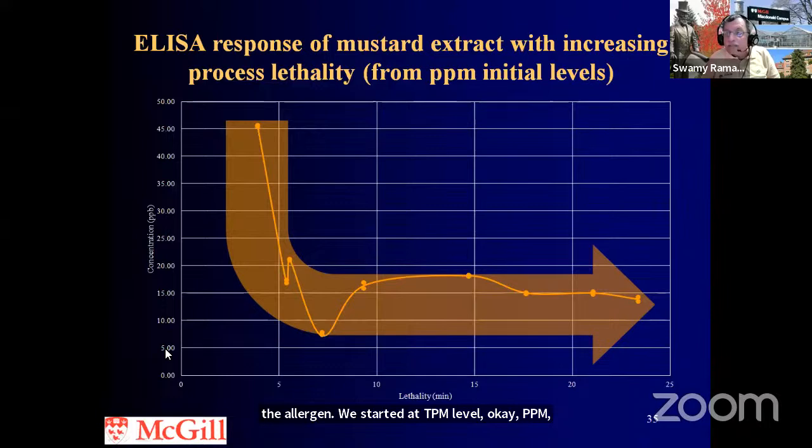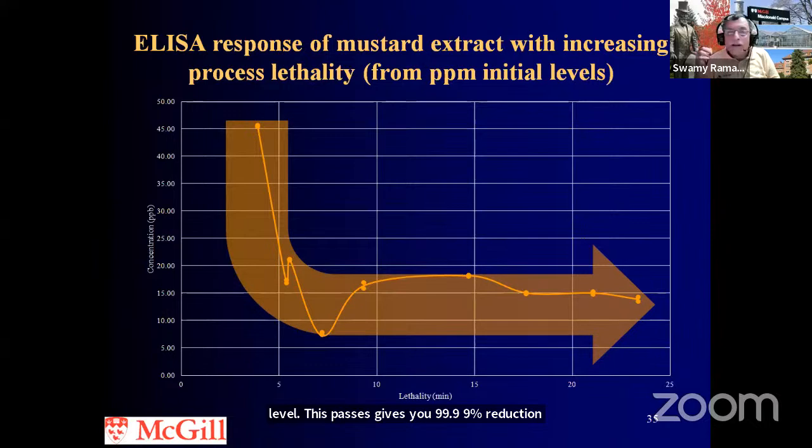That means a 1,000-fold reduction in allergen-causing compounds. So that's a big step. Most of the cooking processes only give about 90 to 95% reduction in the allergen level. This process gives you 99.99% reduction. So it's a big step moving forward to make these products.